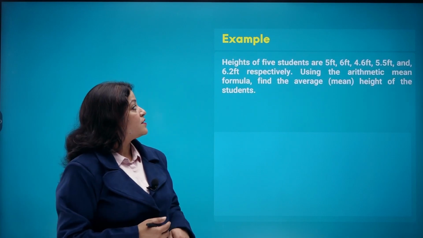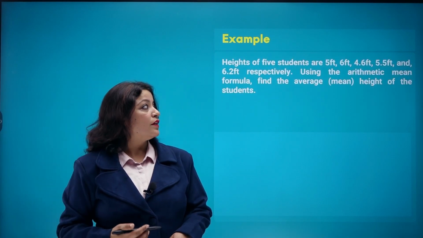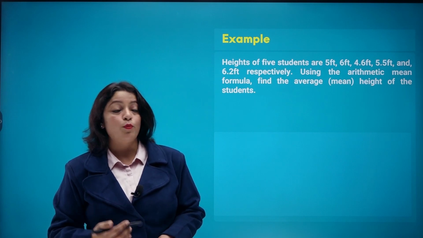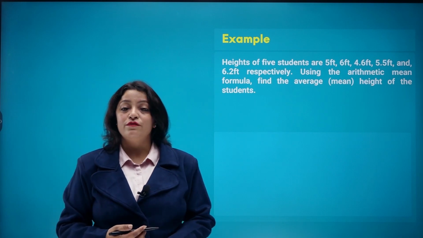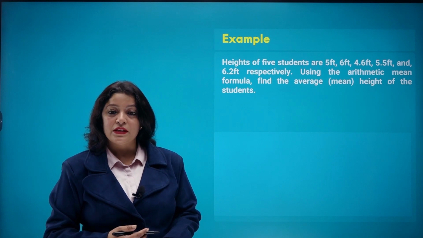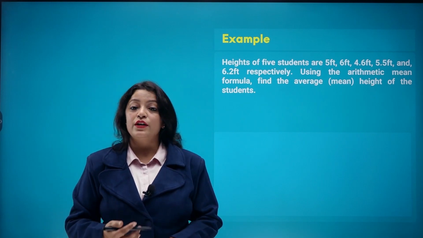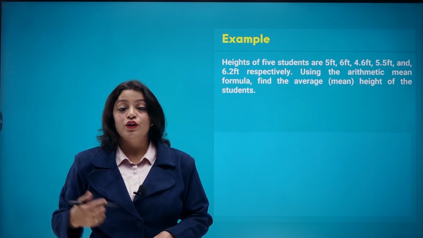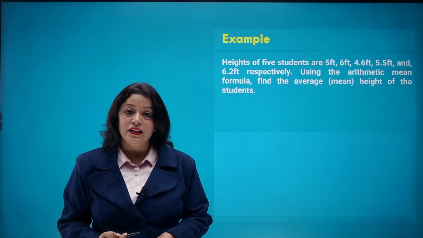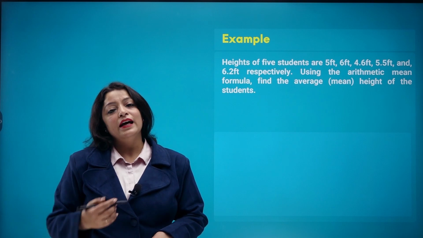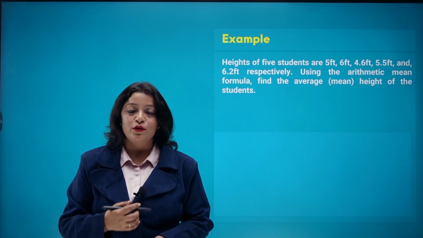Now, let us see one more example of arithmetic mean. In this case, let the heights of 5 students be given: 5 feet, 6 feet, 4.6, 5.5 and 6.2 feet respectively. So, using the arithmetic mean formula, find the average height of the students. So, in this case, you have to find the sum of all the observations and then divide it by the number of observations.